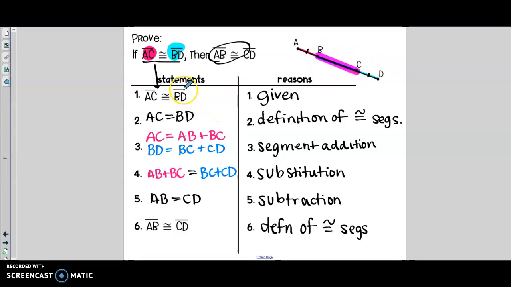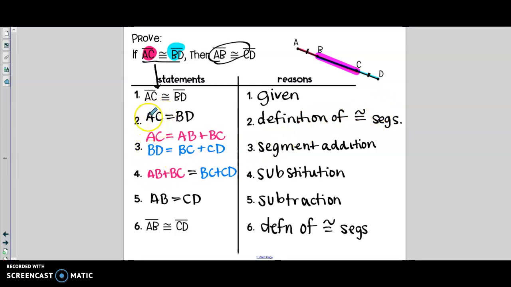So if I'm given a congruent statement, as we just discussed, we need to be able to convert to an equal sign so that we can do some addition and subtraction. That's my first step: to make that conversion. I converted from segment symbols and a congruent symbol to no segment symbols with an equal sign. And my justification for that is the definition of congruent segments.